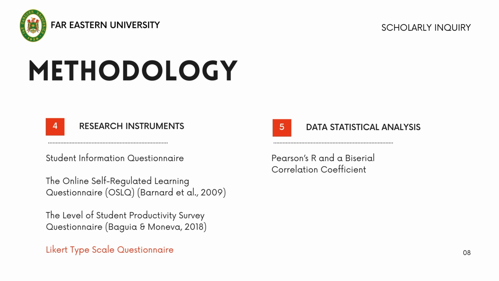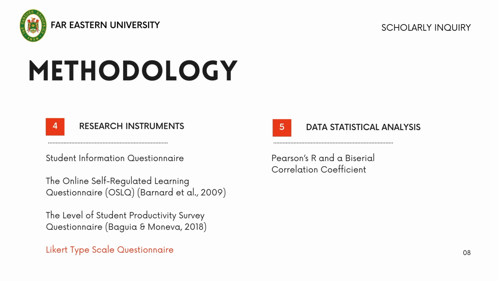It will use the online self-regulated learning questionnaires of Barnard and his co-authors, divided into 6 subscale parts. Also, the level of student productivity survey questionnaires of Bagia and Monea, an adaptation of the questionnaires made by Monyadi and Saints Malaysia, both Likert type scale questionnaires that have choices ranging from never to always and from strongly agree to strongly disagree. Also, the students will have to answer a questionnaire about their personal information such as age, sex, year level, course, and learning modality.